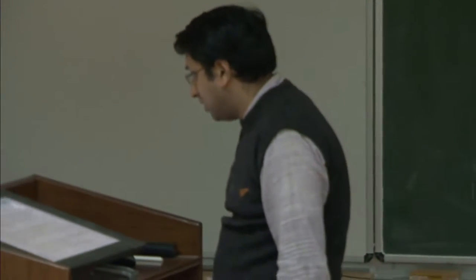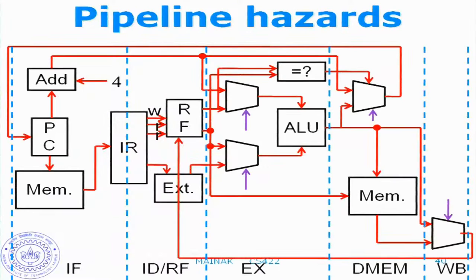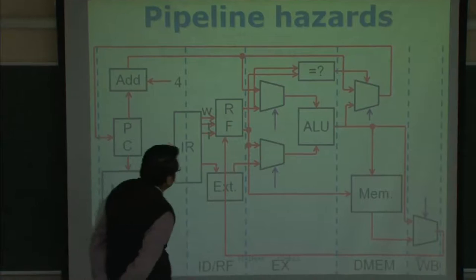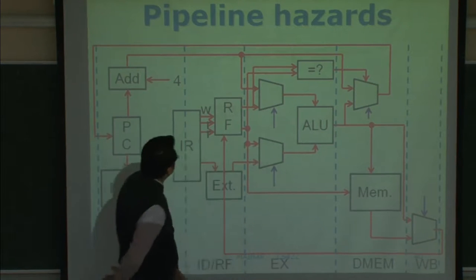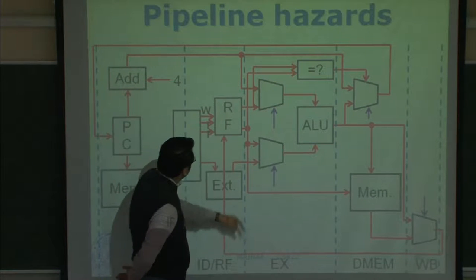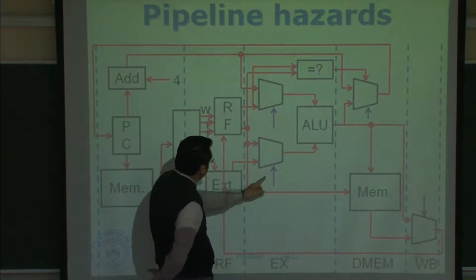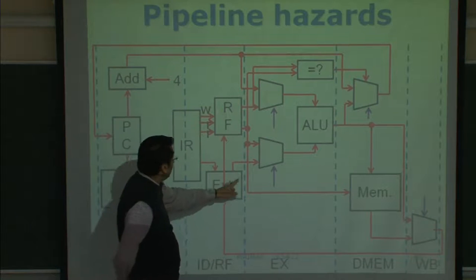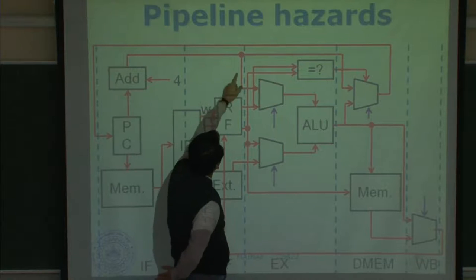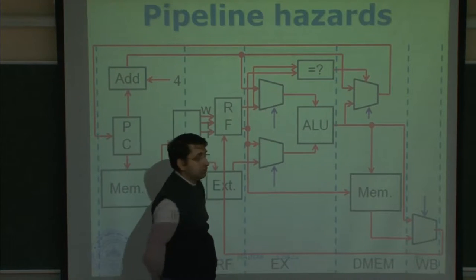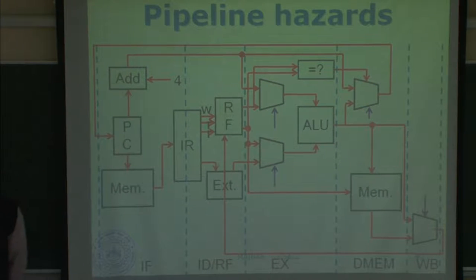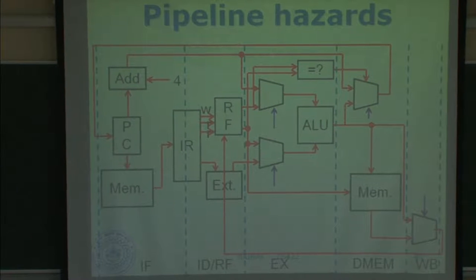So let me take you back to our datapath. So how does this change? Can somebody suggest? I have two inputs coming into the ALU, right? And the register file produces this value and this value. I have a multiplexer here, which depending on the opcode selects either the immediate or the register value, and here either the next PC, PC plus 4, or the register file value. So how do I modify this to enable the bypass?